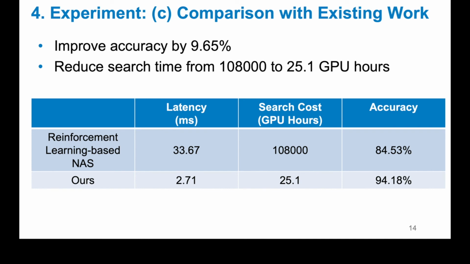Next, we compare our method with the existing work based on the reinforcement learning-based neural architecture search. We can improve the accuracy by nearly 10% while reducing the searching time from 108,000 to 25 GPU hours.